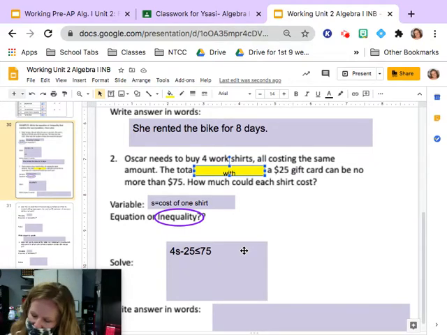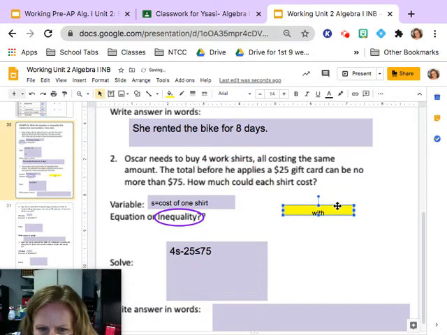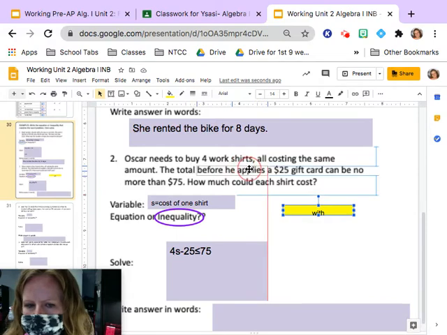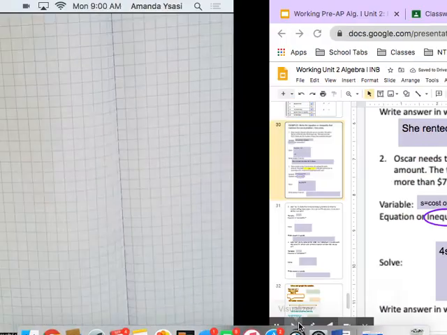All right, so let's write this problem down. 4S minus 25 is less than or equal to 75. Or maybe this actually does make sense. It's just a confusing wording. The total before you apply the $25 gift card can be no more than 75. But we're going to go with this.